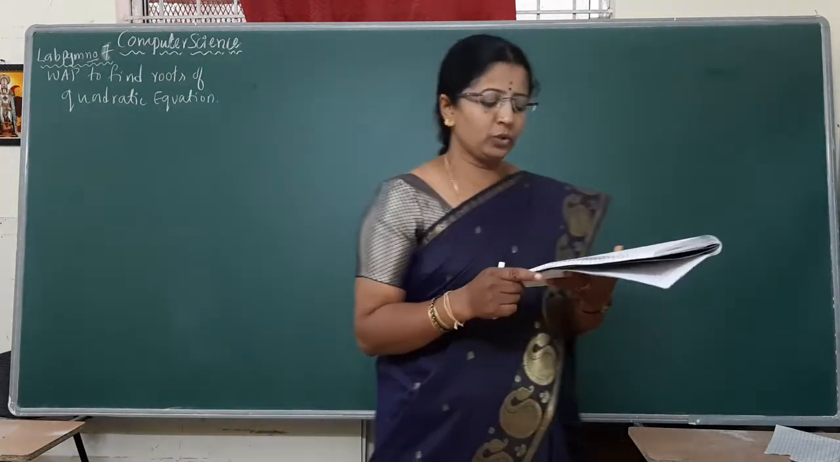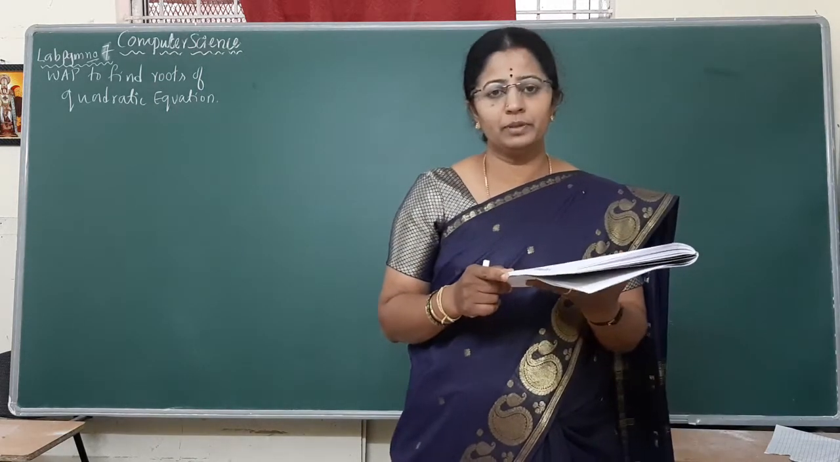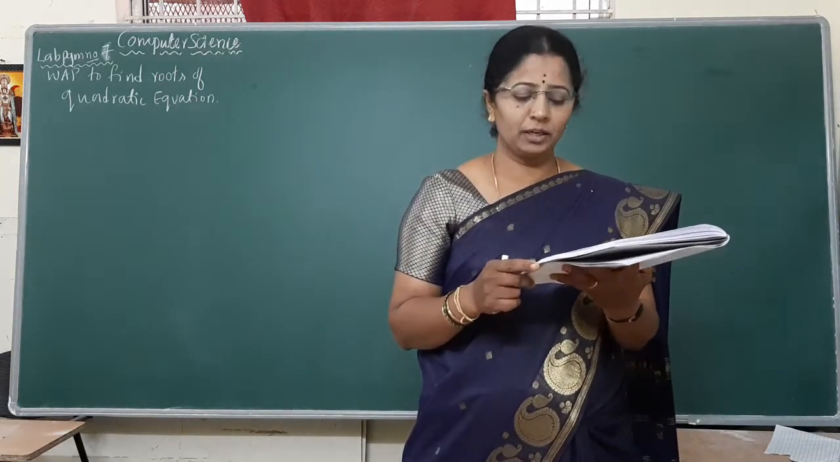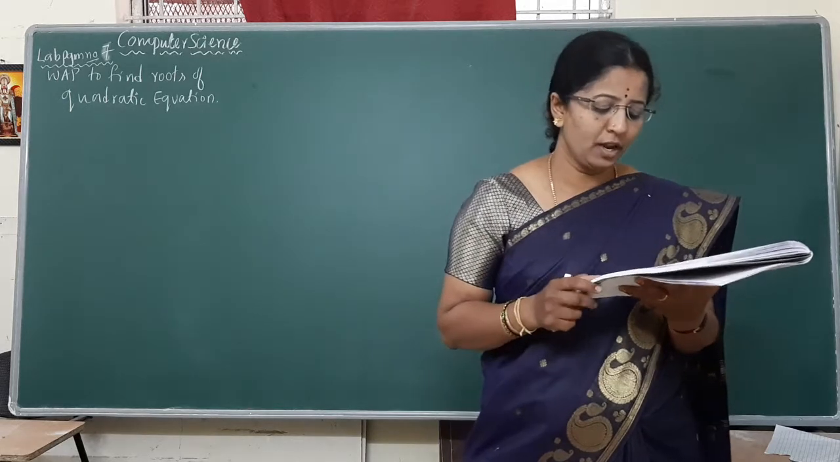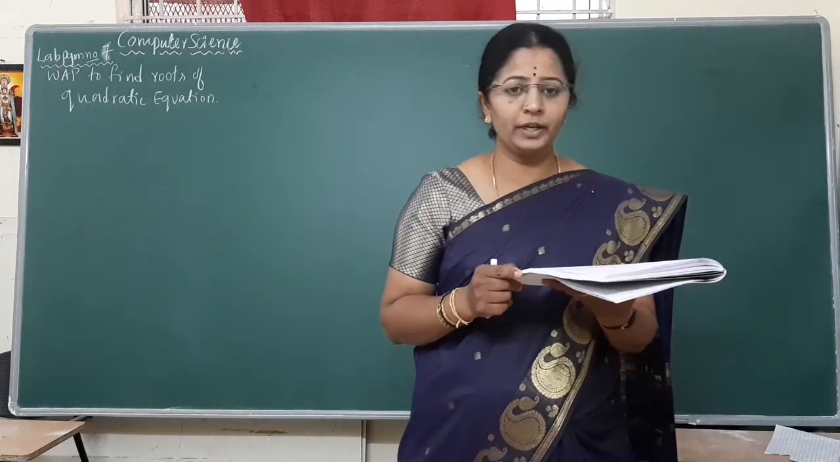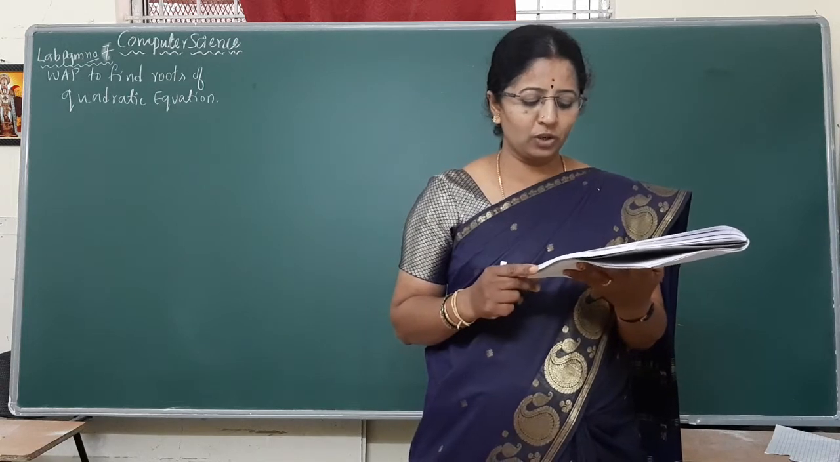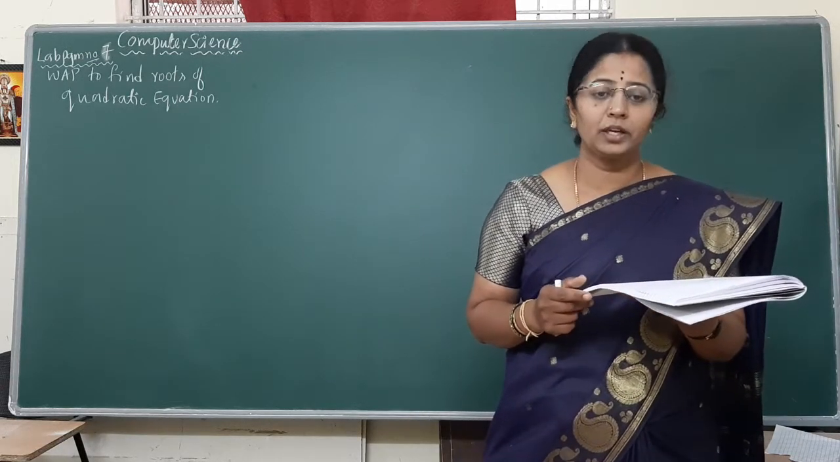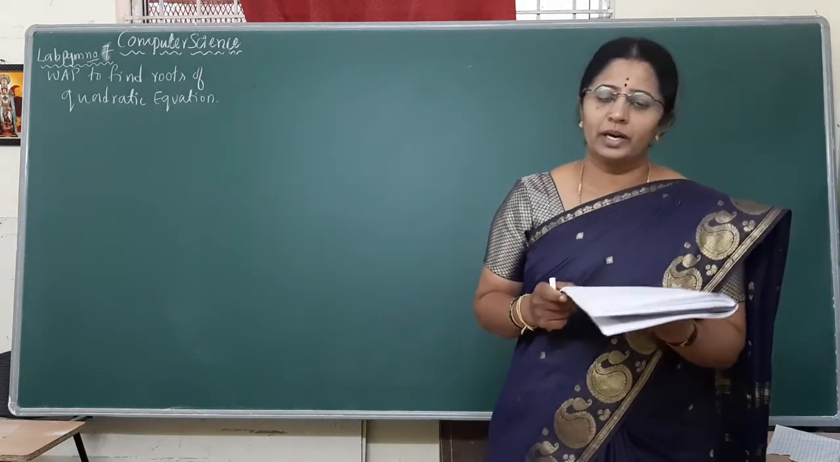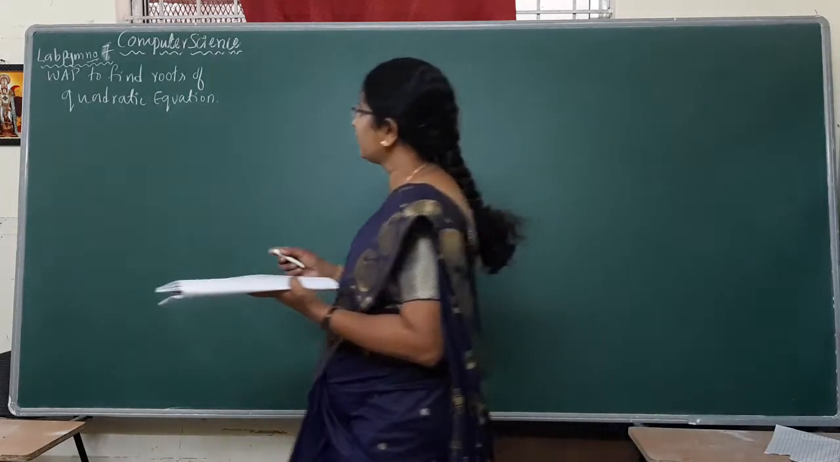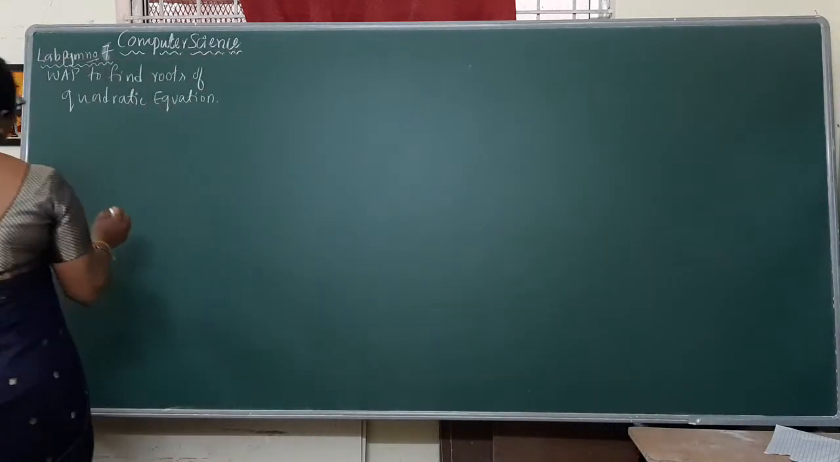Write a program to create a class with the data members A, B, C. That means 3 coefficients and member functions to input data, compute the discriminant based on the following condition, and print the roots. The condition is, I take the discriminant as D.